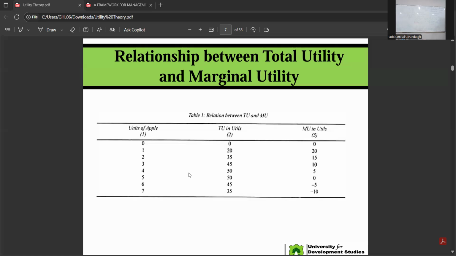And when we consume the sixth unit, our total utility now falls from 50 to 45. And our marginal utility will now be 45 minus 50, which is negative 5.